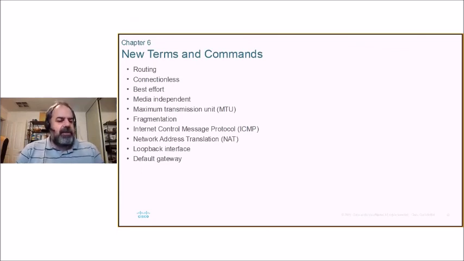ICMP, I think we have mentioned before, Internet Control Message Protocol. That does work closely with IP. NAT, of course, is the patch that was done to make IPv4 addressing last until now. Loopback interface, of course, is how you can talk to your local machine. And the default gateway, of course, is what's used by hosts to talk to remote hosts.